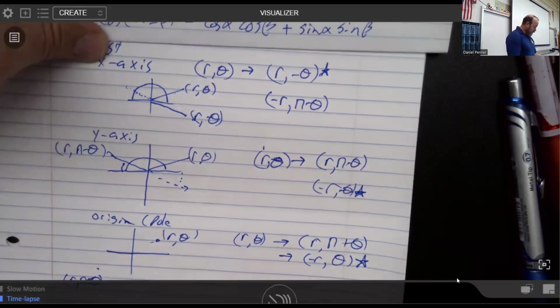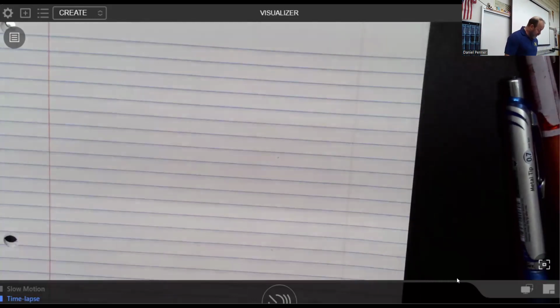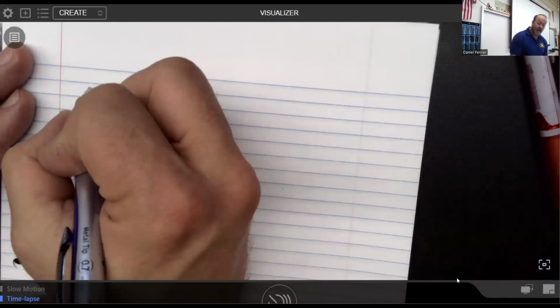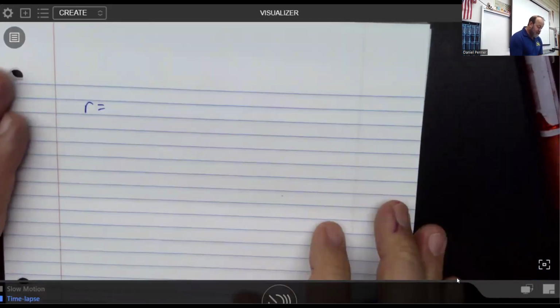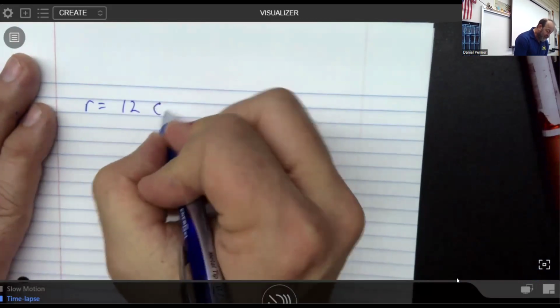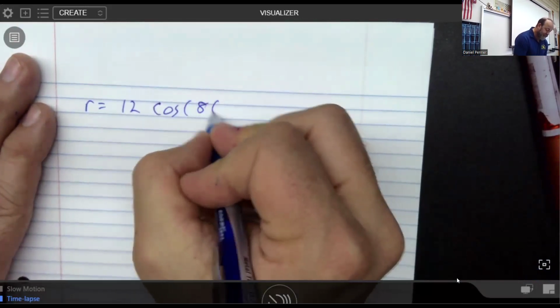So let's go ahead and take a look at a couple of examples that I think you'll find to be fairly simple. So let's take a look at r equals, let's say, something like 12 cosine of 8 theta.